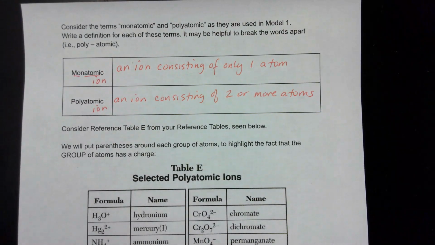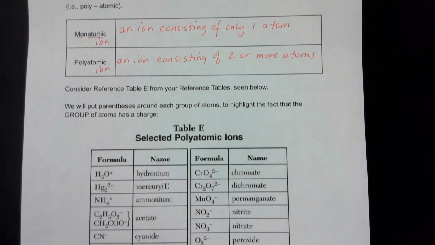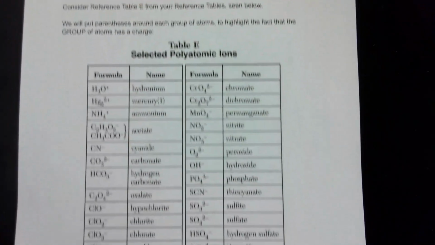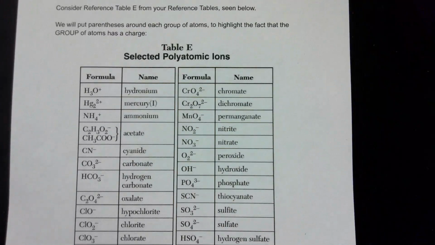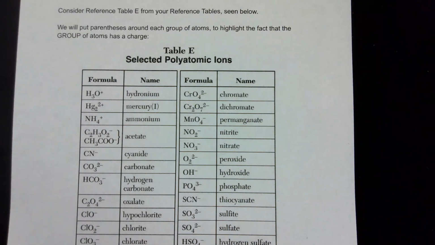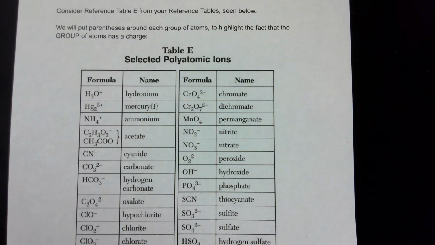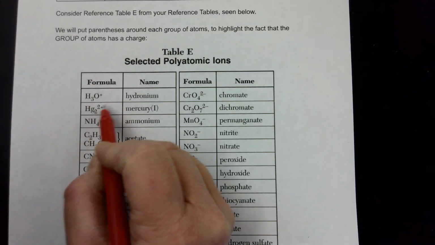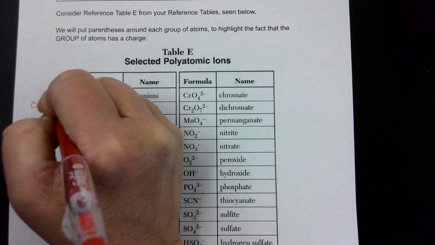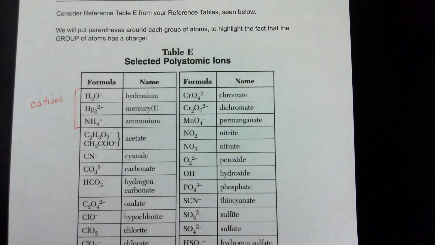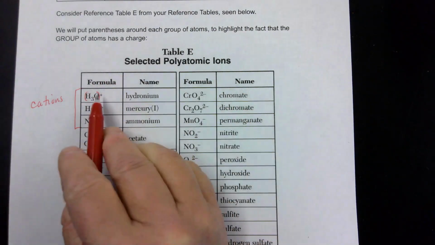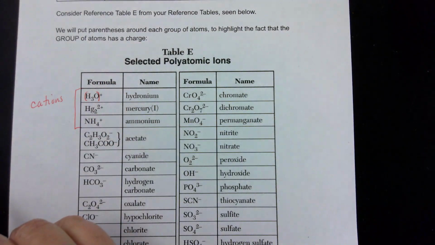We're going to now consider reference table E from your chemistry reference tables, and I've printed it here for you to take a look at. What we're going to do to start with is we're going to add parentheses around each group of atoms to highlight the fact that it is the group of atoms that has a charge. So we're taking a look at the first 3, which are very interesting because these are the only cations in this entire reference table. But if you have H3O with an overall +1 charge, it's called hydronium.